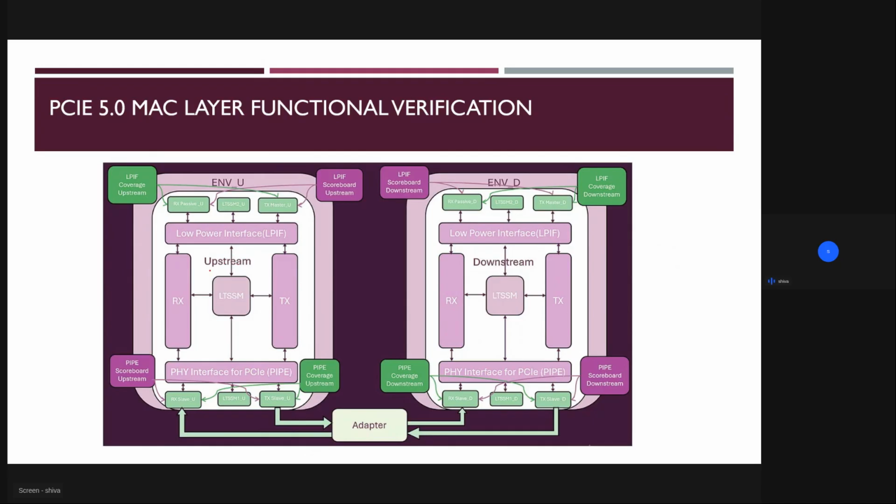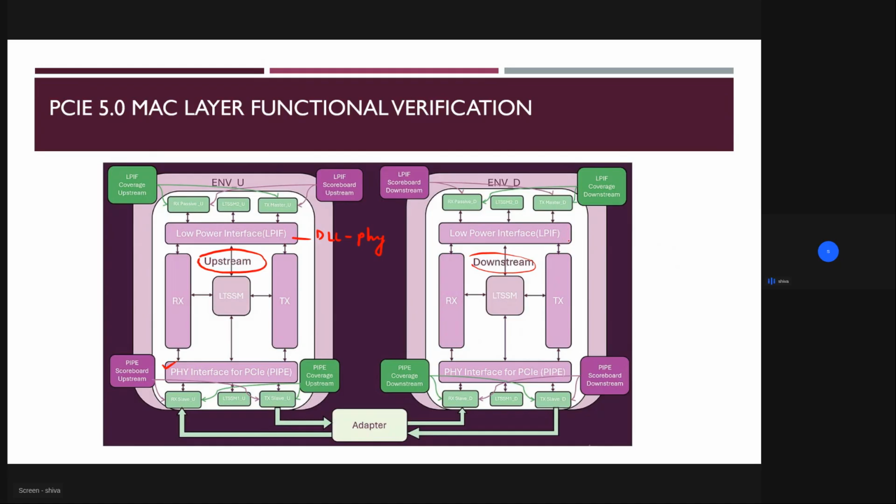Our DUT has two interfaces. One is the low power interface. This is the DLL and PIPE layer interface. And on the other side we have the PIPE interface. This one is the upstream port and this one is the downstream port.